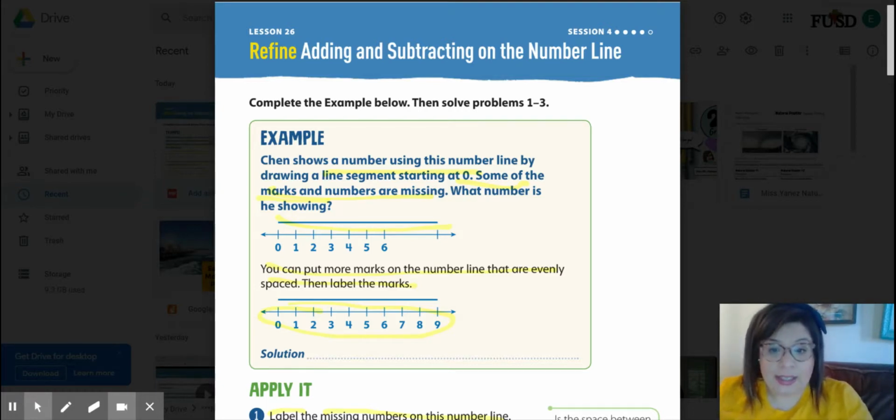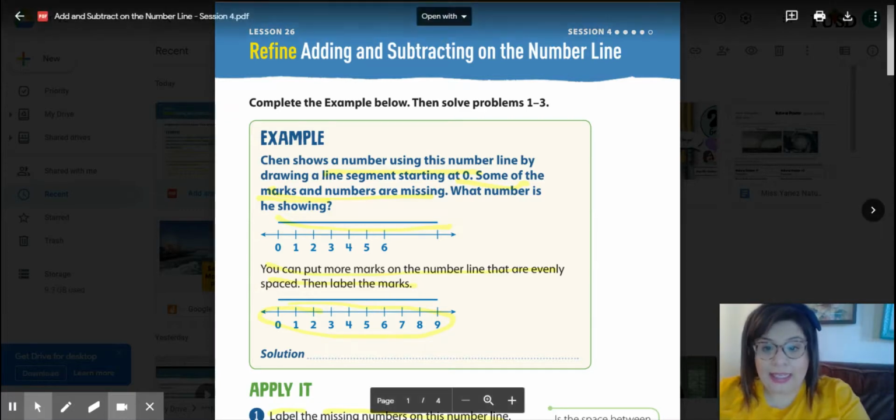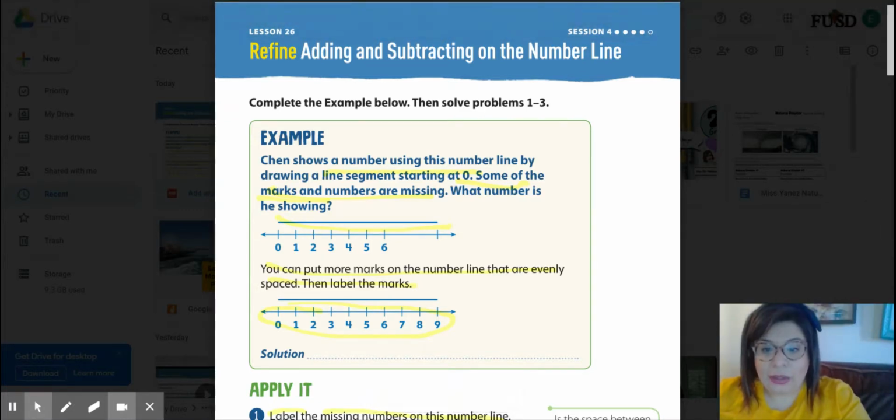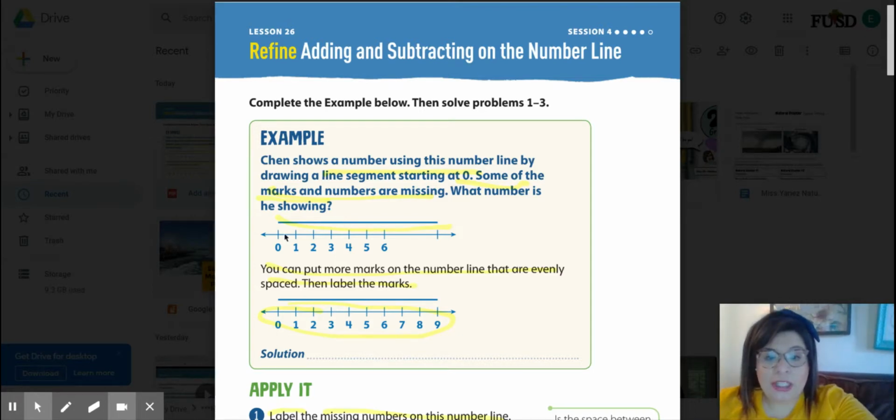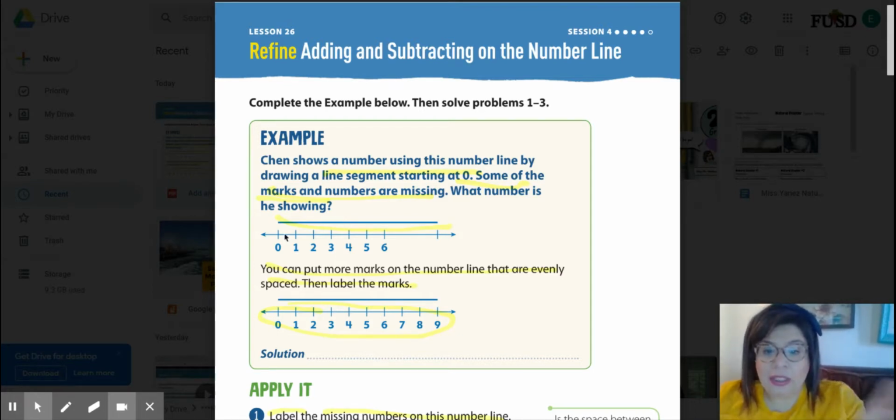Well, let's look here. The first number line has 0. It starts at 0. And the line segment is that line way at the top. Do you see that blue line at the top? That's what we call a line segment. So what number is he showing? So we can look up there and we can see he started at 0, 1, 2, 3, 4, 5, 6. Where does he need to go to finish the number line?